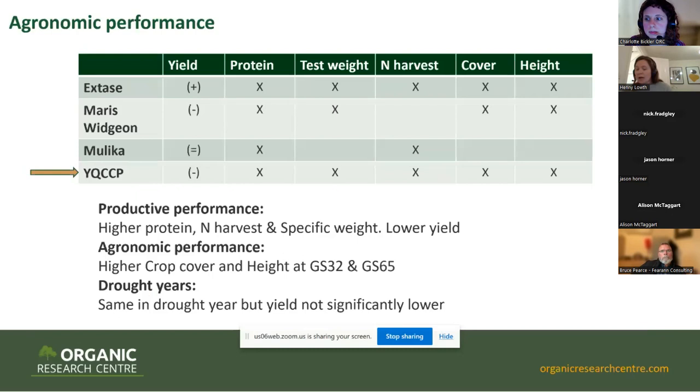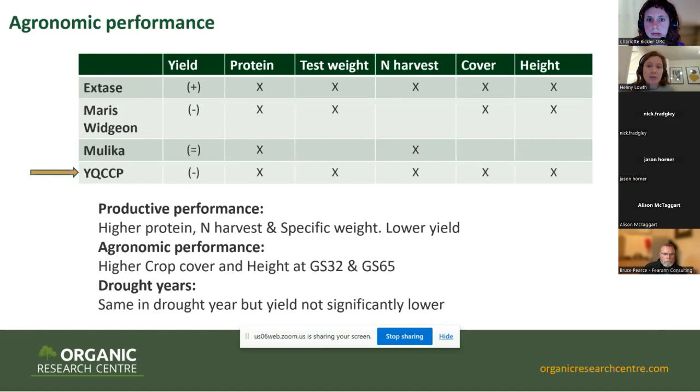And so when we're looking at the productive performance of YQ, the X's in the box here suggest that the variety showed significantly higher performance than the control variety Siskin. YQ showed significantly higher protein, specific weight and nitrogen harvest compared to the control Siskin. It did show a slightly lower yield than the Siskin.